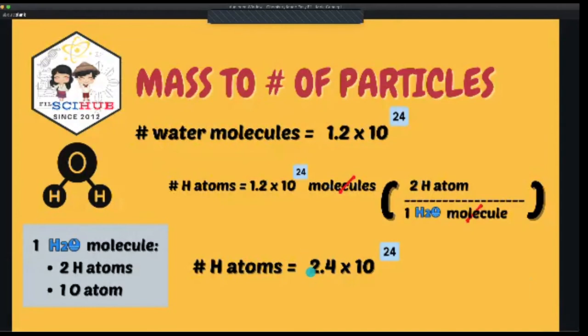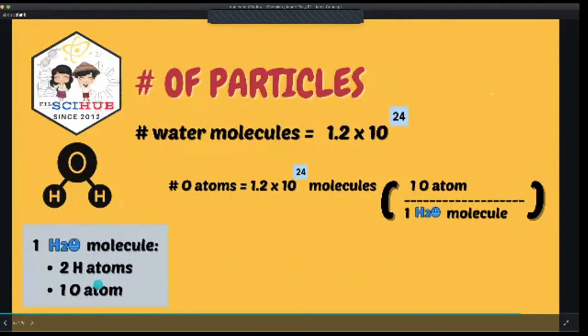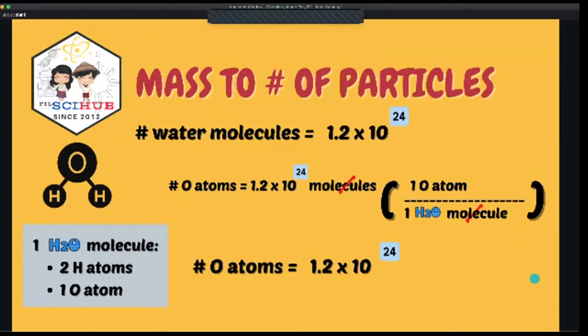So when it comes naman to oxygen atoms, you also use the same conversion factor that I detailed earlier. So 1.2 times 10 to the 24, and then we know that there is 1 oxygen atom for every molecule of water. And then again, it's all a matter of dimensional analysis. Cancel out the units wherever applicable, and your answer should be this. So there should also be 1.2 times 10 to the 24 oxygen atoms. So kung gaano kadami ang bilang ng molecules, ganoon karami ang bilang ng oxygen atoms.